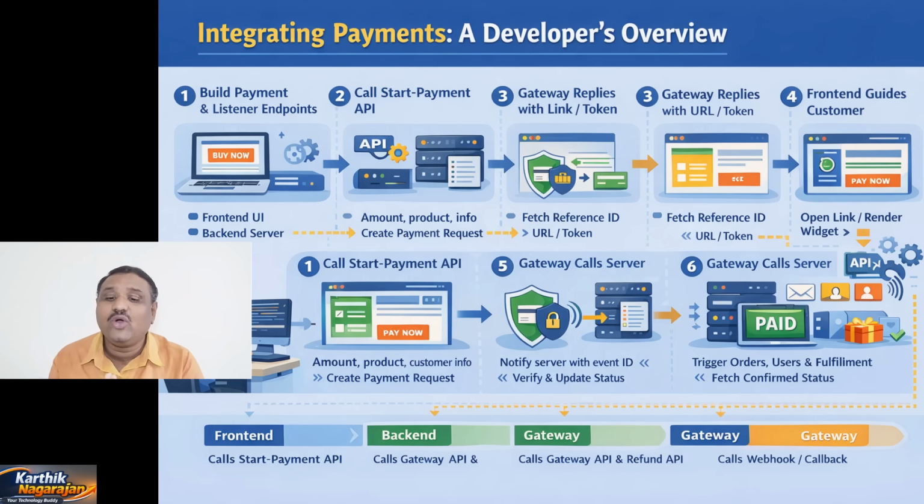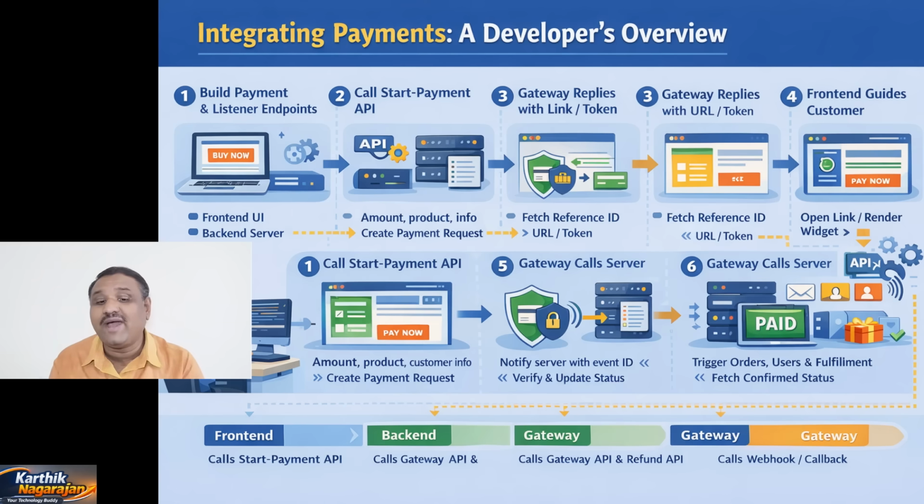So the key URLs the programmer sets are usually two types: a user-facing URL such as success URL or cancel or failure URL, which the customer browser can be redirected to, and a server notification URL such as webhook URL or callback URL, which the gateway will call directly to confirm the real payment result.